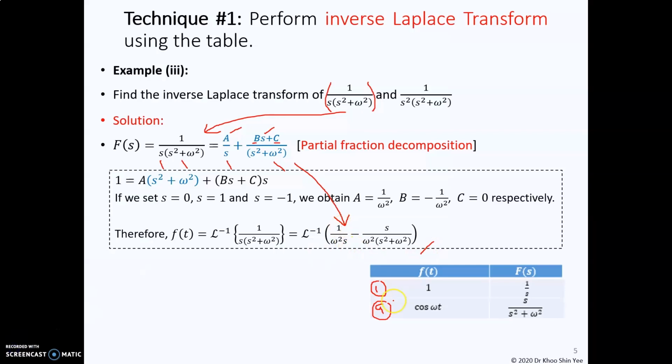So 1 over s, we can use formula 1 to get f(t) equal to 1. And s over s squared plus omega squared, we can get cos omega t.